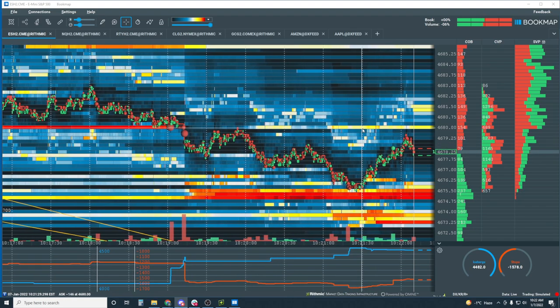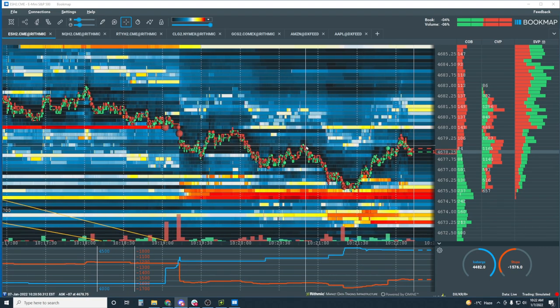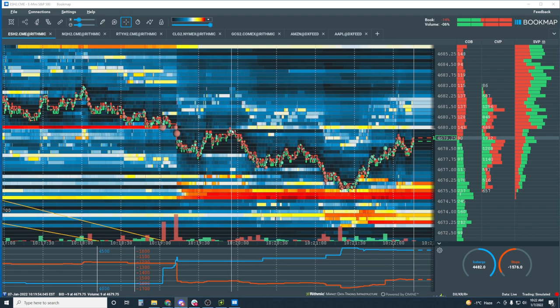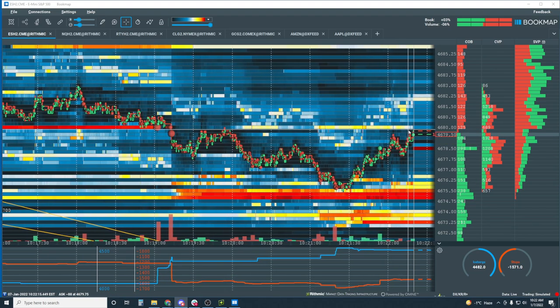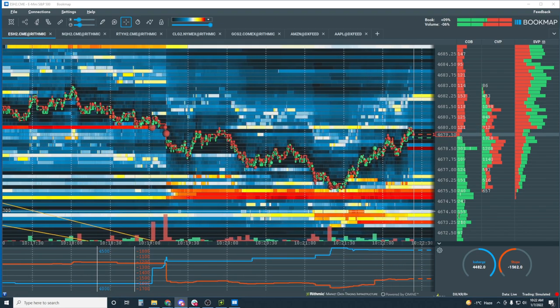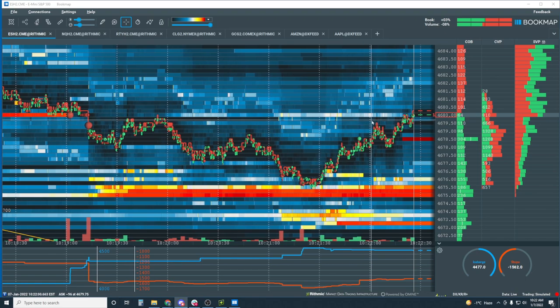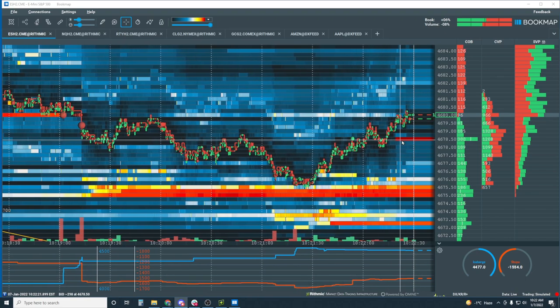They're up here. Okay, so now have we broke this little structure here? We want to break this one up here, 46.80. Right now, we're just looking for a move to 46.80. And there we go. Okay, now, what's the order flow look like up here? Look at them pull at 46.80 and look at them on the bid now.